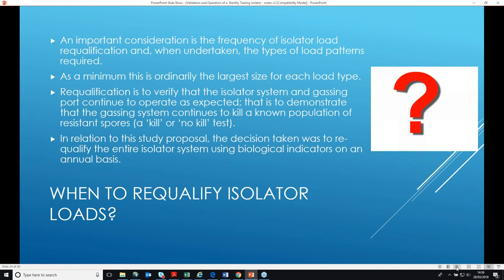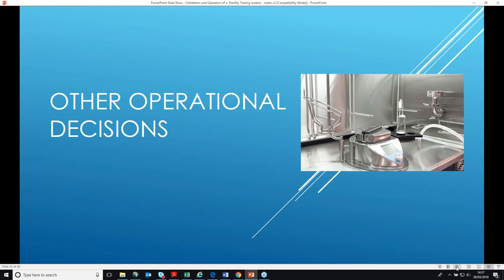In this particular case study, a decision was taken to re-qualify the entire isolator system using biological indicators on an annual basis. Okay, so we've covered the theory of isolator decontamination, and we've looked at the approach for validation. We're now going to have a look at some other key operational decisions associated with running a sterility testing isolator.